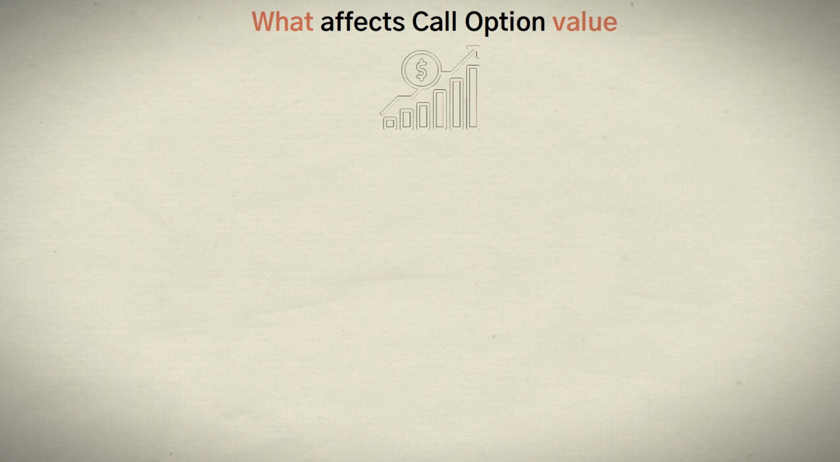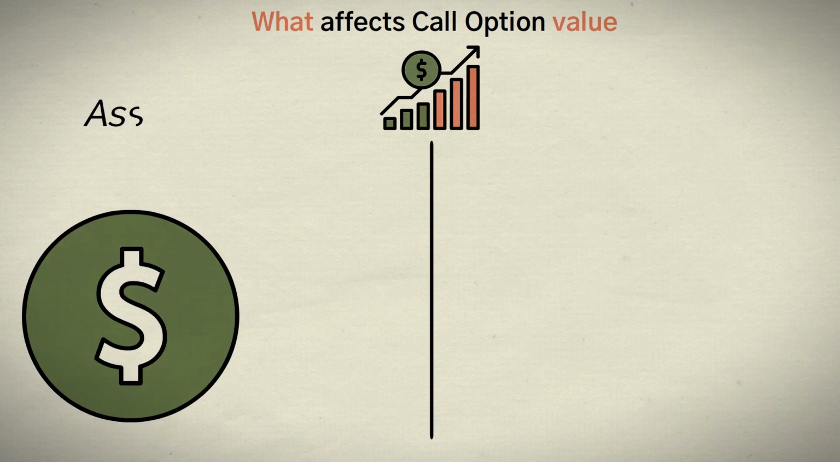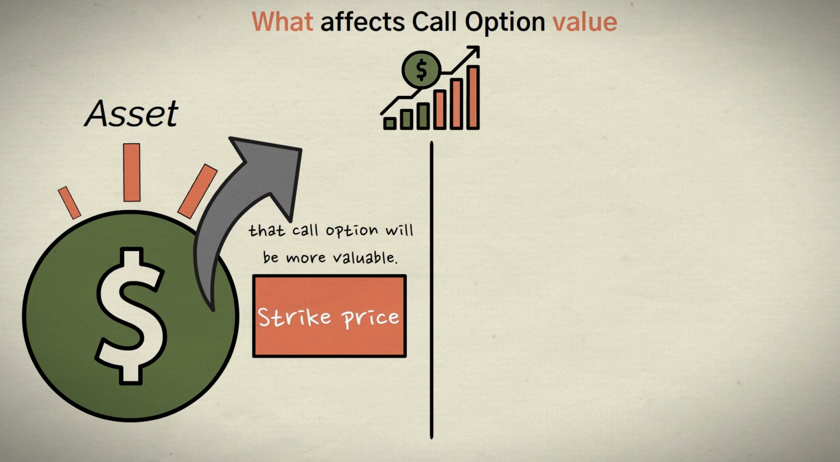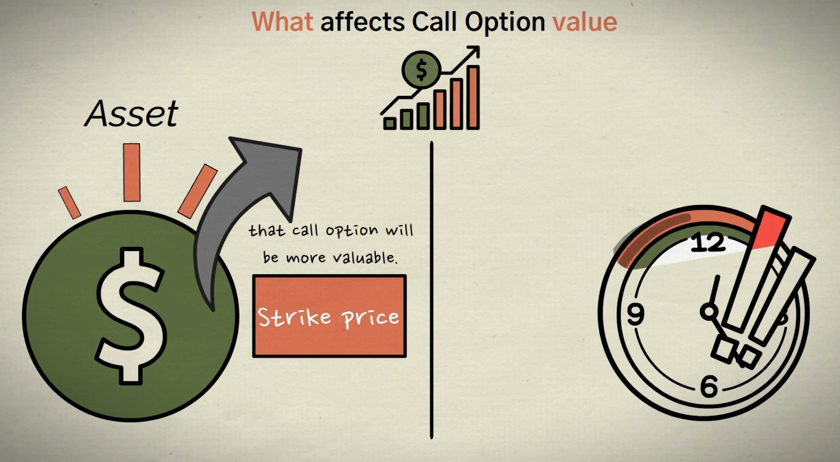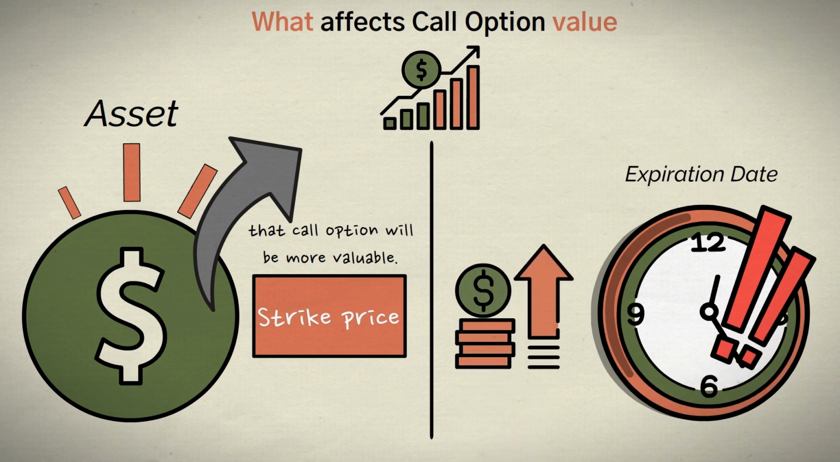Let's dive deeper into how call options gain and lose value. The value of a call option will typically be determined by two aspects. The first aspect is the current price of the underlying asset in relation to the option strike price. If the underlying asset price is higher than the strike price, the call option will be more valuable. The second aspect is how close the option is to its expiration date. If said option is close to its expiration date, it will become even more valuable.